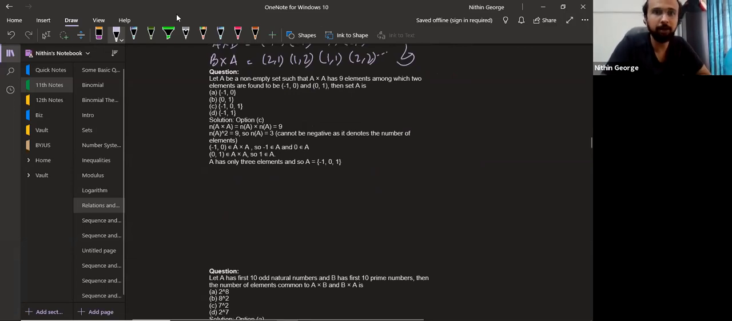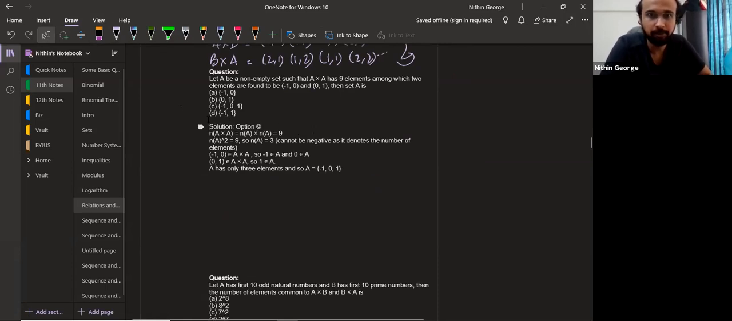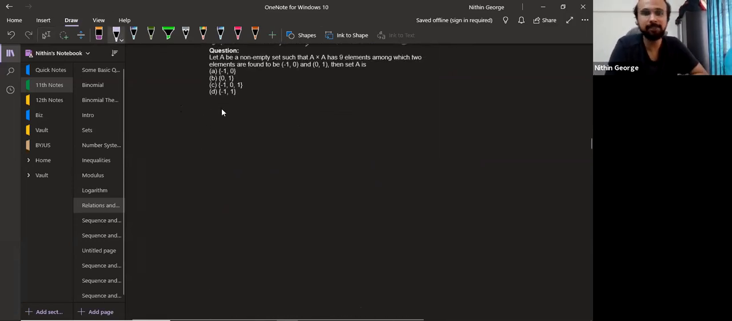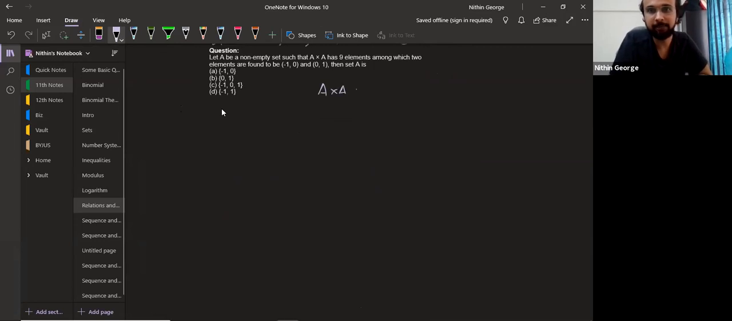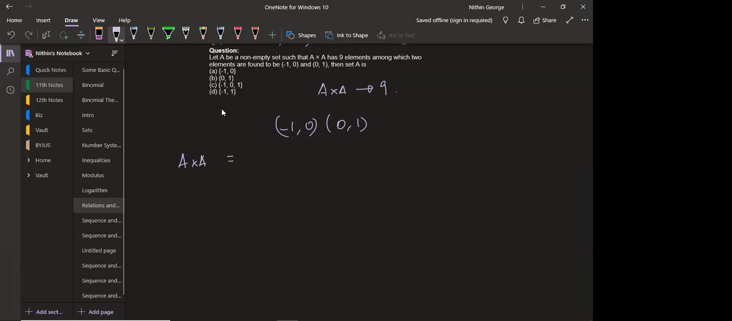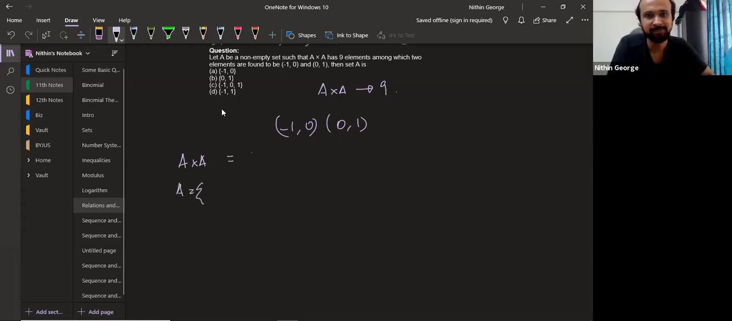A and B are non-empty sets such that A cross A has 9 elements, among which 2 elements are -1 and 0, 1. Then find set A. A cross A has 9 elements. What does that mean? How many elements will A have? Tell me that much. 3. That's it. A will have 3 elements.